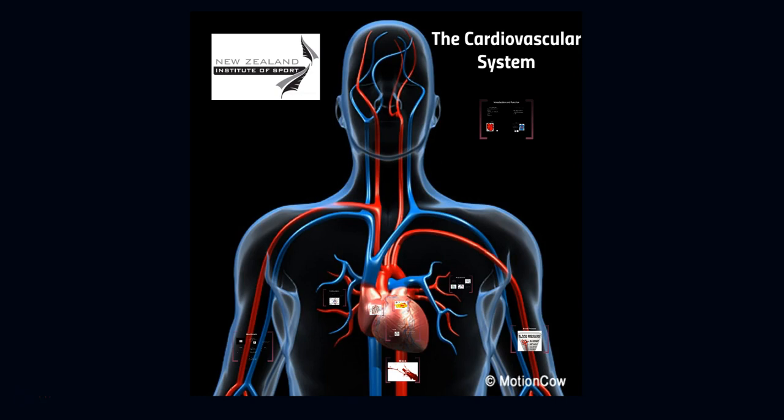So pretty obviously from looking at the picture on screen, we're talking about the heart and associated blood vessels that run around the body. In this one, we'll look at the functions of the cardiovascular system. We'll look at the different components found within the heart and those blood vessels that you see on screen there. And of course we'll look at how exercise affects these parts as we go through our life cycle.